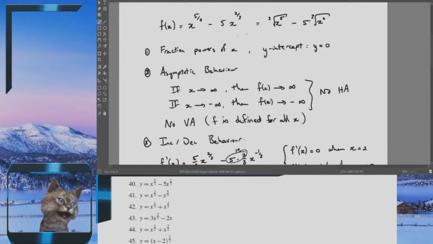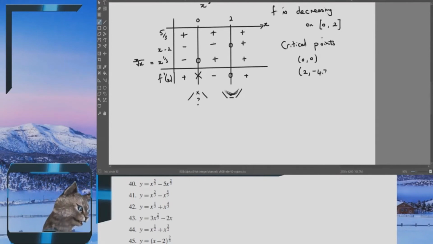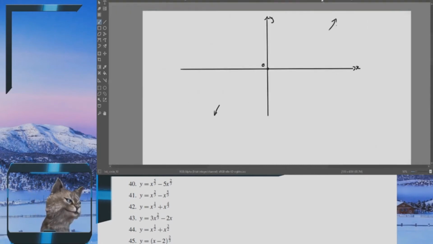Well, I go up, up, up, and I plug it in. Use whichever version you want. I like the root version for calculations, when x is equal to 2. So let's go slow and do it. Cube root, I need to look, where are my cube roots? Cube root of 2 to the 5th power, which is 32, minus 5 times cube root of x squared, which is 2 squared, which is 4. Negative 4.7622. So let's put these critical points on a graph.